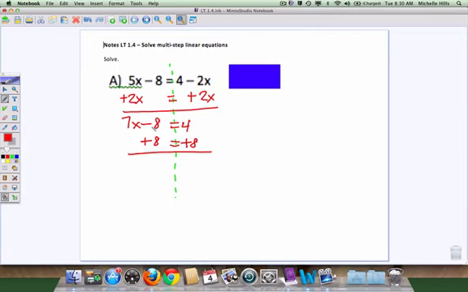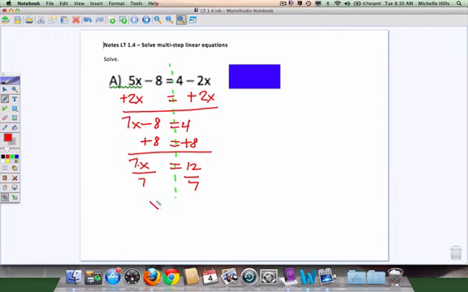Again, the plus 8 undoes the minus 8. It eliminates the constant on the left side of the equation. And I'm left with 7x equals positive 12. Now that I'm down to a single variable term equals a single constant, to undo this multiplication between the 7 and the x, I would divide both sides by 7.